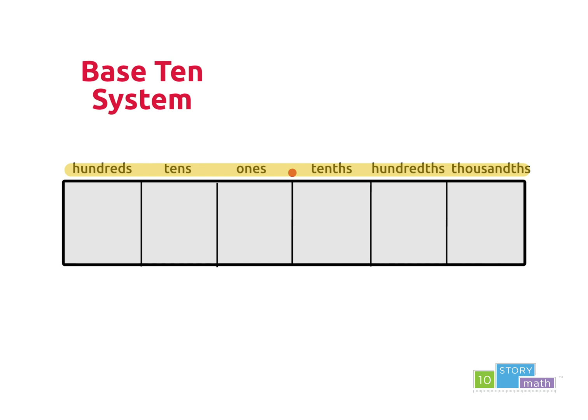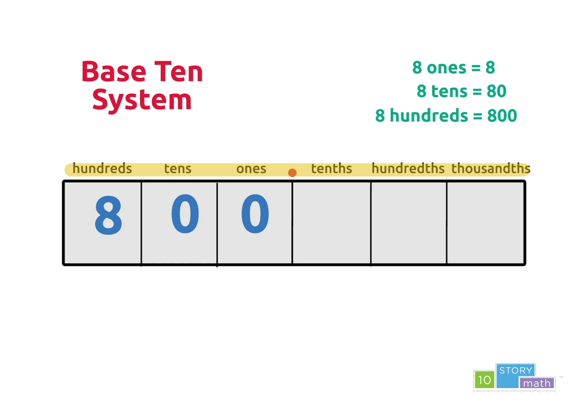I'm going to start with some random digit, let's say 8, and I'm going to put it in the ones place. 8 ones has a value of 8. Let me pick up that 8 and I'm going to shift it one spot to the left to the tens place. 8 tens has a value of 80. I'm going to try it one more time. I will pick up the 8 and move it one spot to the left, now in the hundreds place. 8 hundreds has a value of 800.